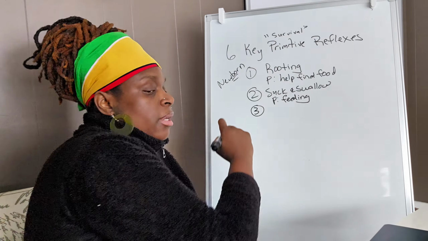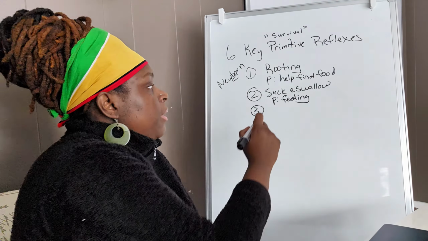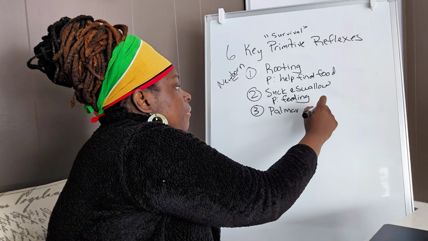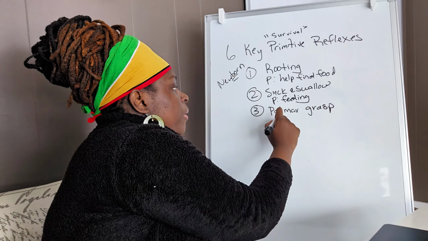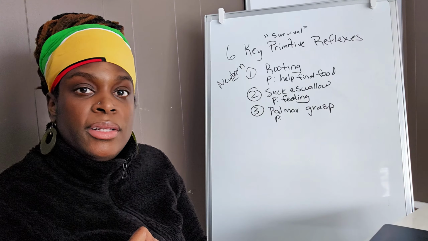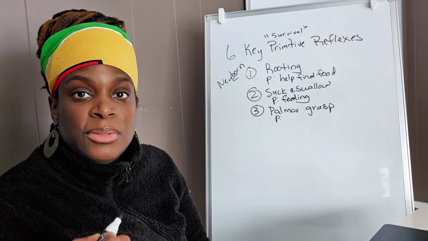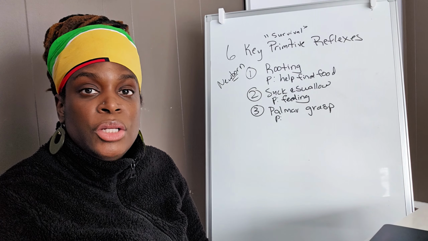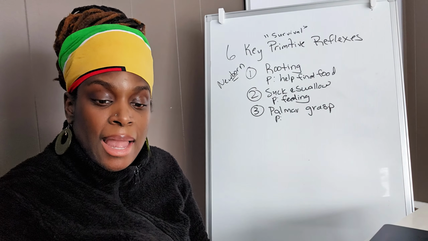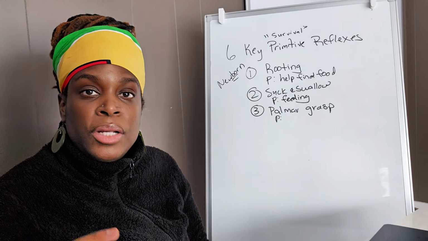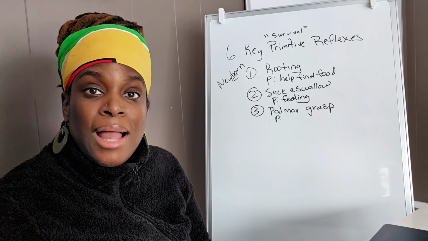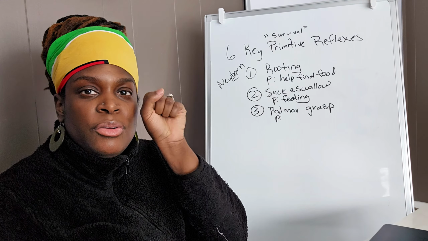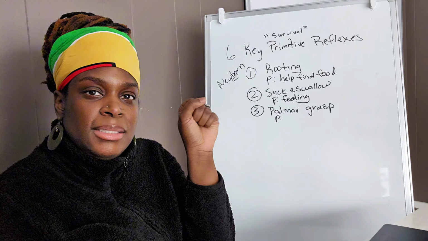Then the third one is going to be Palmar grasp, okay? And the P represents purpose. So the purpose of Palmar grasp, which you're going to see very often, is that the infant is going to have early grasp patterns, okay? They're going to be working on being able to hold items. A lot of times when they're newborns, their hands are always in a grasping pattern.